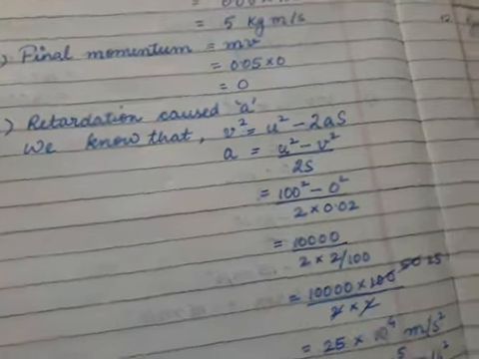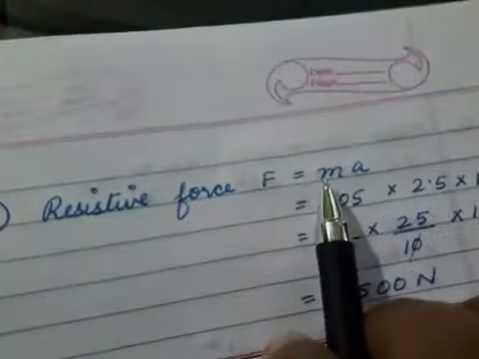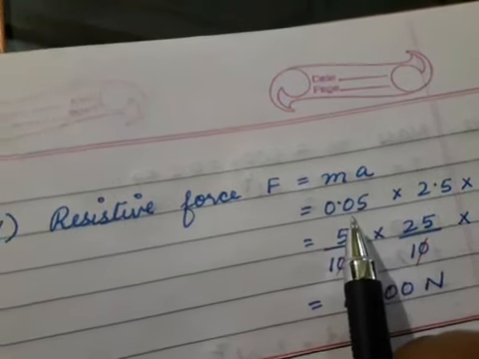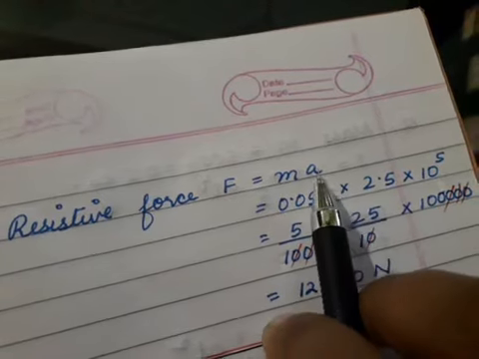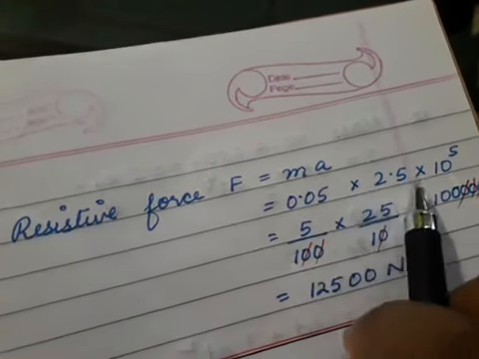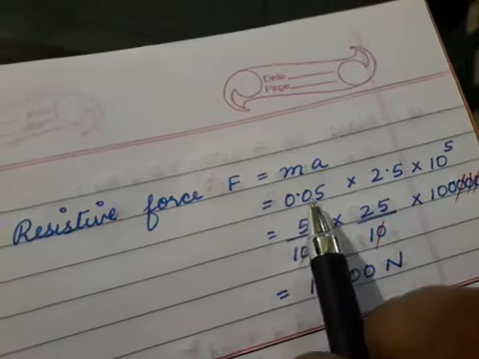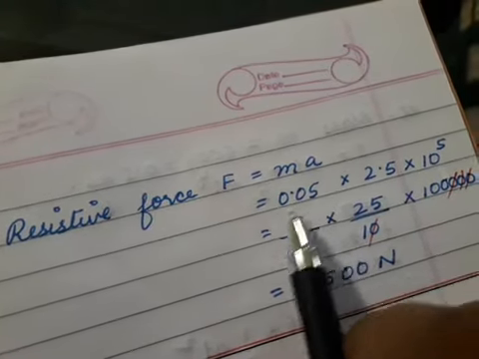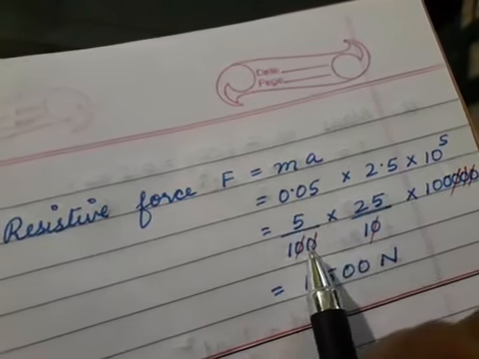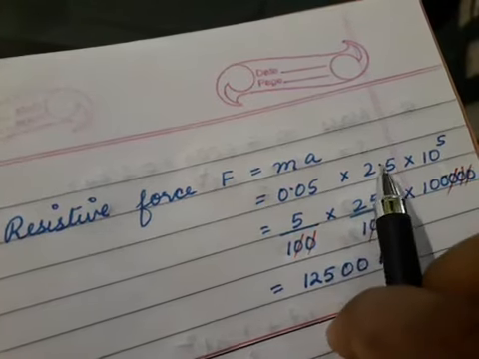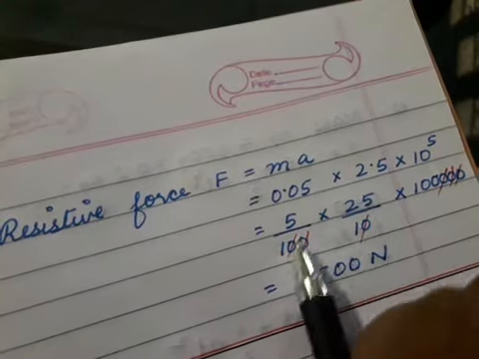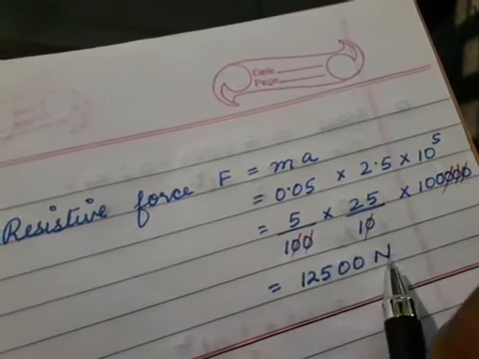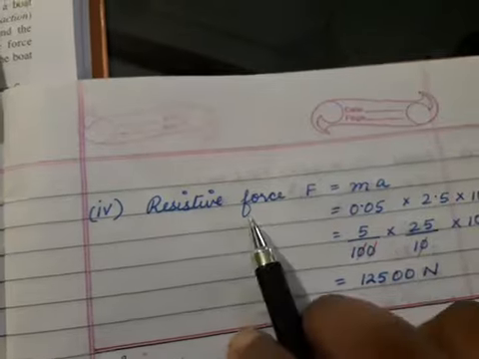Clear? Then what is my force? Force is equal to ma. So retardation force is m into a. What is the value for m we have got in the given? 0.05 into, just now we have found out retardation, 2.5 into 10 to the power 5. So 0.05 can be written as 5 by 100 into 25 by 100, 2.5, and this one 5 number of 0s, easily calculate. Cancel all the zeros and then multiply and write the answer. Clear? This is my resistive force.